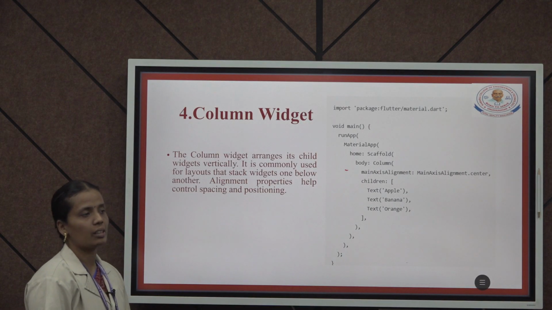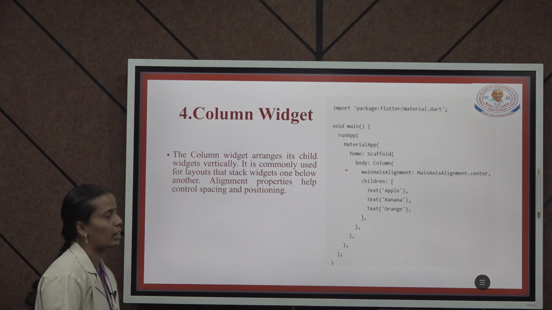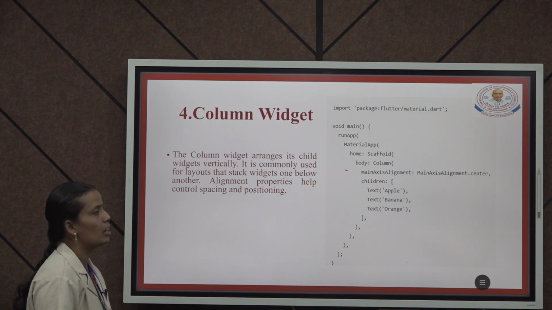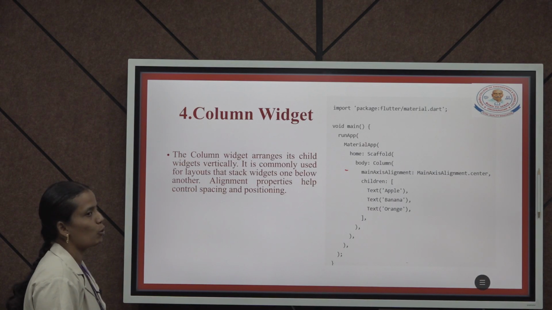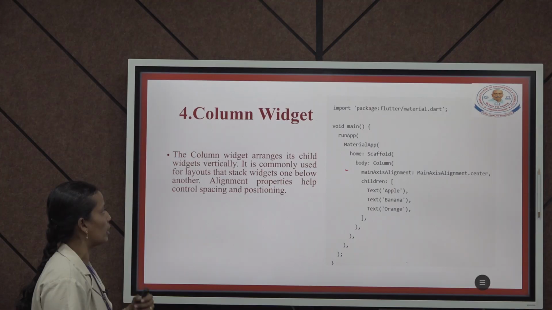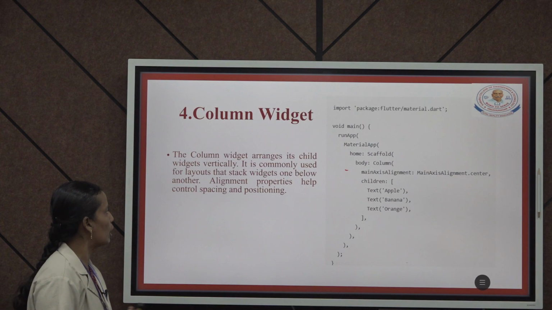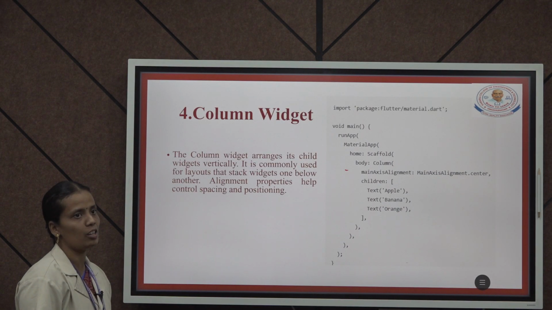The next widget is column widget. The column widget arranges its child widgets vertically. It is commonly used for layouts that stack widgets one below another. Alignment properties help to control spacing and positioning.